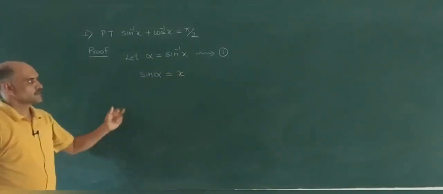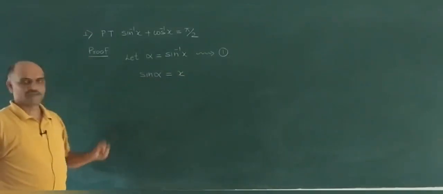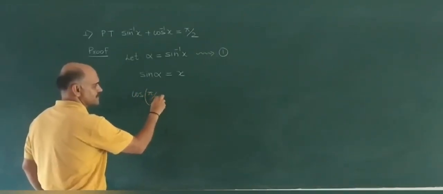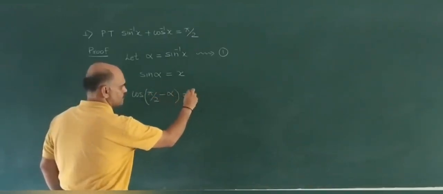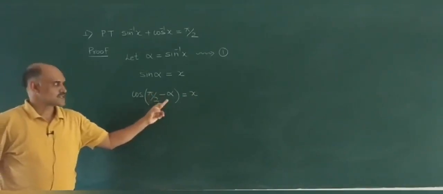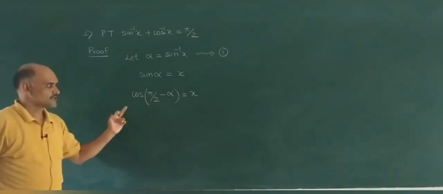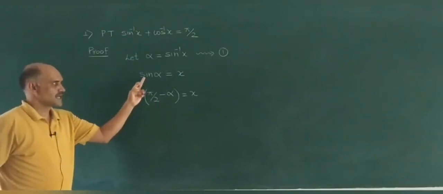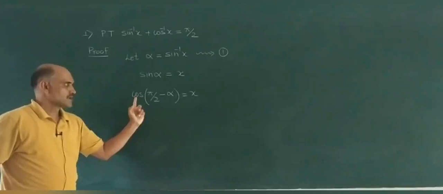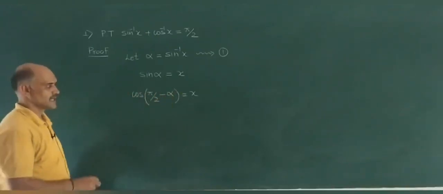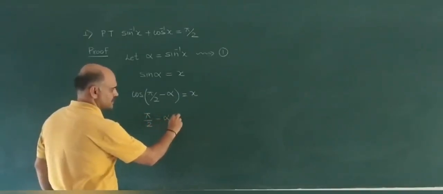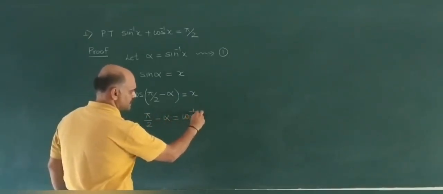Now this sin alpha I can write it as cos 90 minus alpha, that is pi by 2 minus alpha. So 90 minus means it will be in first quadrant. In first quadrant all trigonometric functions are positive, so sin alpha I am writing it as cos pi by 2 minus alpha. Now take this cos to the RHS, so you will have pi by 2 minus alpha is equal to cos inverse x.